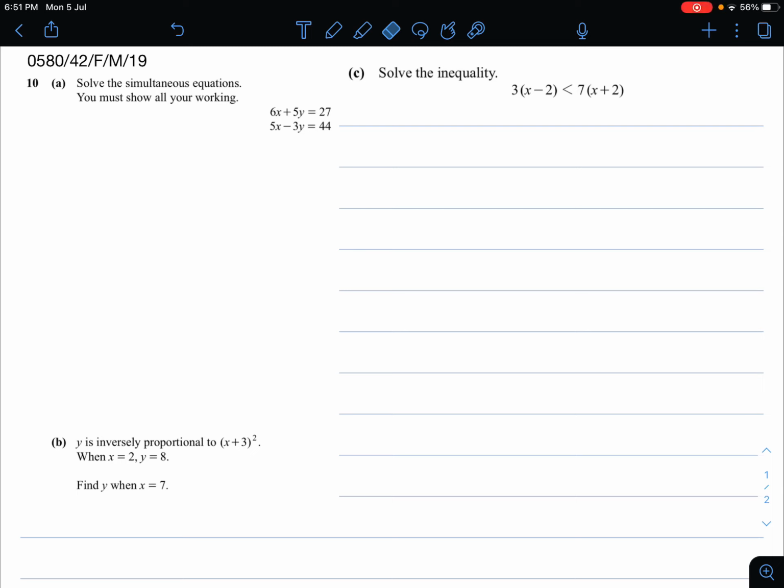Welcome to ANS Solver question 10. Solve the simultaneous equations. You must show all your working.